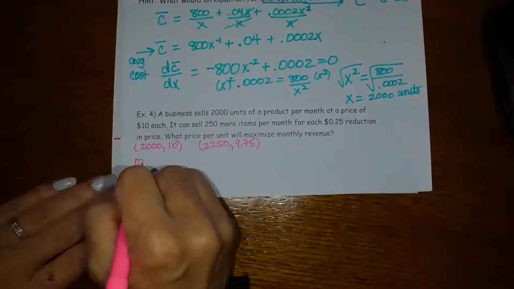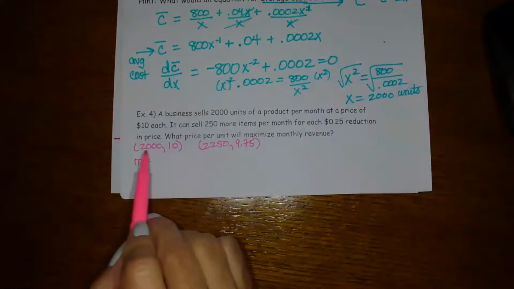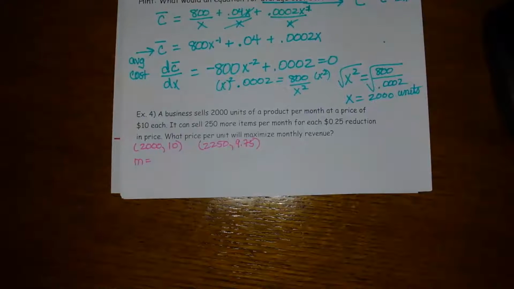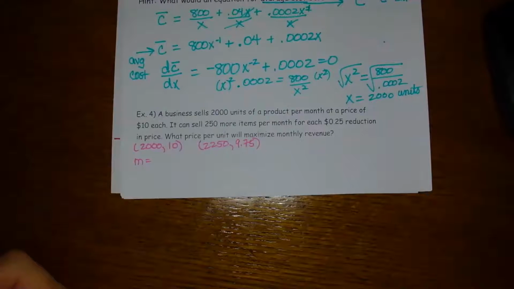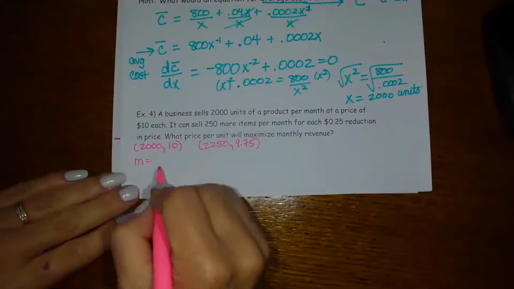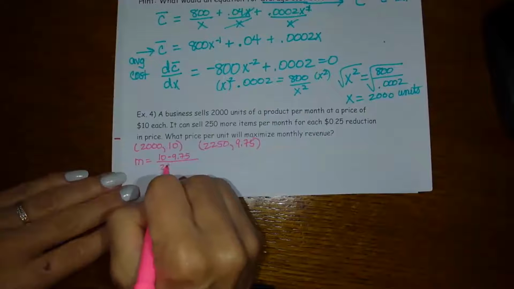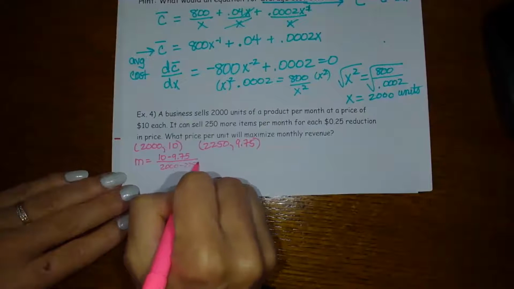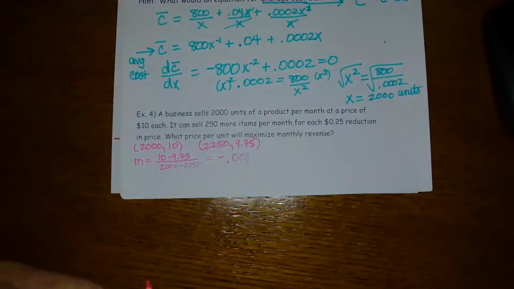What is the slope? I'm going to give y'all a second. Y'all figure out the slope. Everybody do it. I should see pencils going. Come on. 10 minus 9.75 over 2,000 minus 2250. Make sure you can do it. I want to see calculators going. Come on now. You know what that is. Write it down.